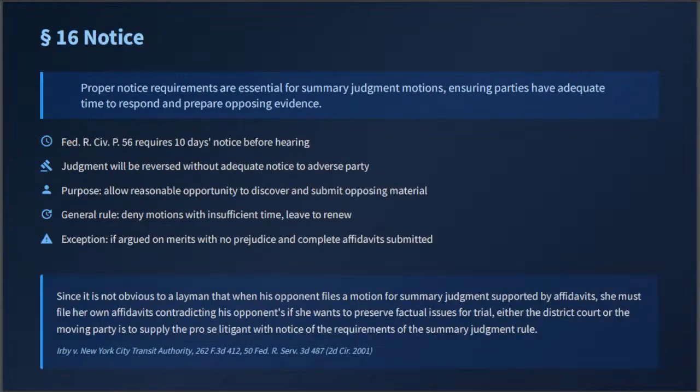And onward to section 16, notice. Proper notice requirements are essential for summary judgment motions, ensuring parties have adequate time to respond and prepare opposing evidence. So, more dates to remember here. Federal Rule of Civil Procedure 56 requires 10 days notice before hearing. The judgment will be reversed without adequate notice to the adverse party.